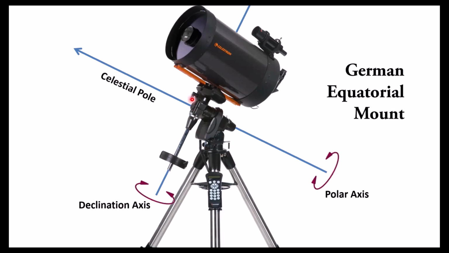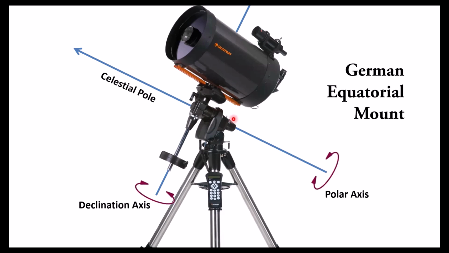And so notice the mount itself is at an angle. And of course, that specific angle here depends on your latitude. So you can see it's roughly set at a mid-latitude of about 40 degrees. And you have to set up your German equatorial mount a very specific way. So this end here has to point toward the North Celestial Pole.